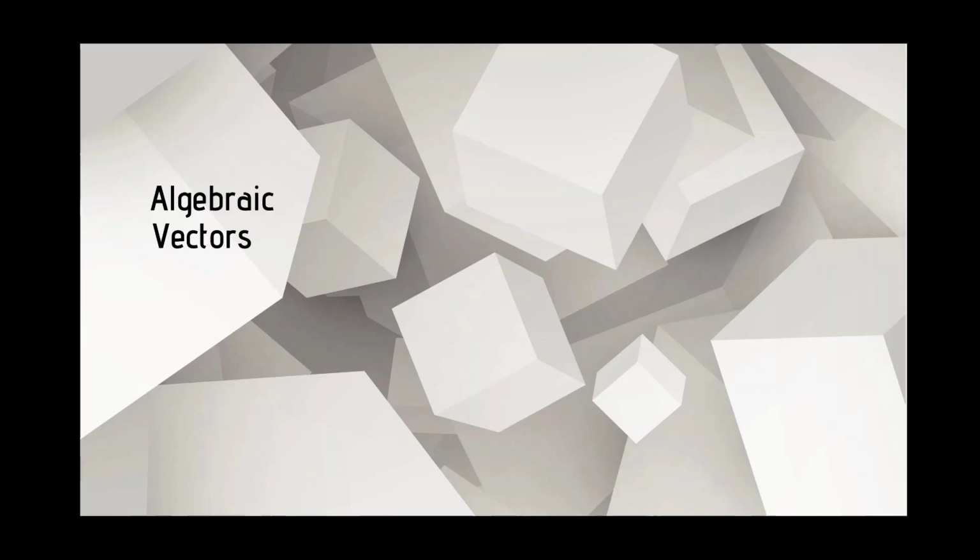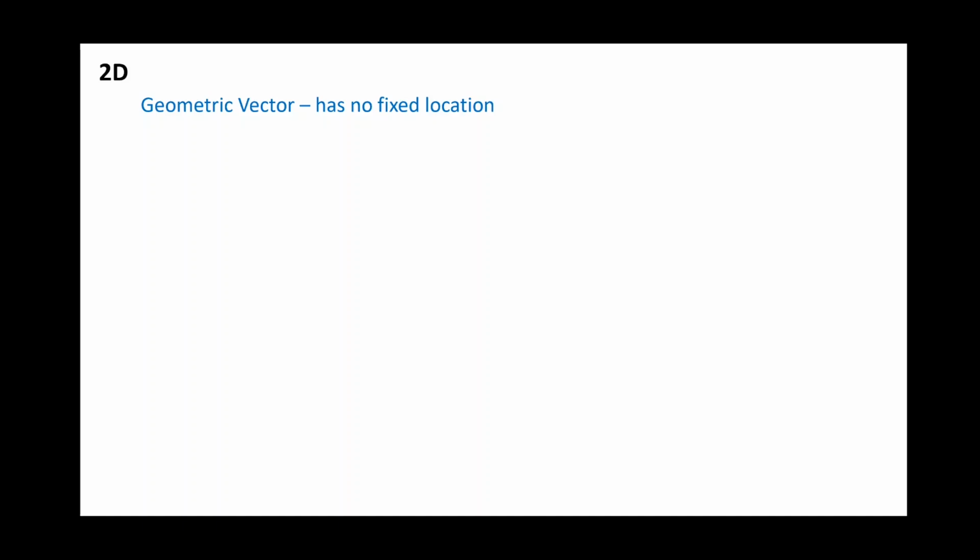Hello, this is a video on algebraic vectors. So we're going to do a comparison between geometric and algebraic ones. A geometric vector has no fixed location. So the way we could tell what the vector was, we had to quote the length or magnitude, and we needed to talk about the direction or show the arrow in which it's pointing.